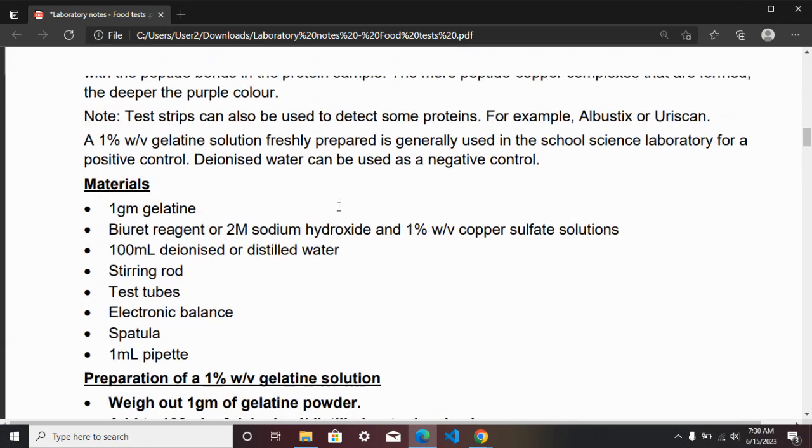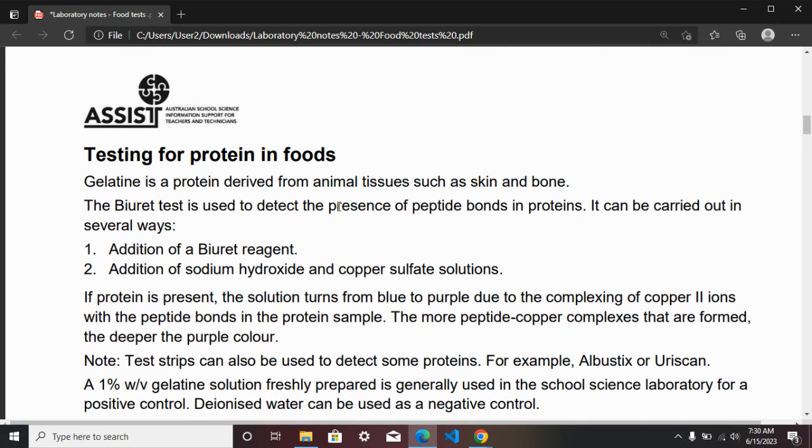There is also testing for proteins in food. There are many ways that you can test if a protein can be found in food. The very common protein which is universally found in many animals. Actually, proteins are found in animal food products. It means meat, milk, eggs, things like that.